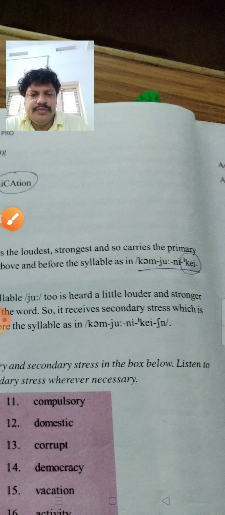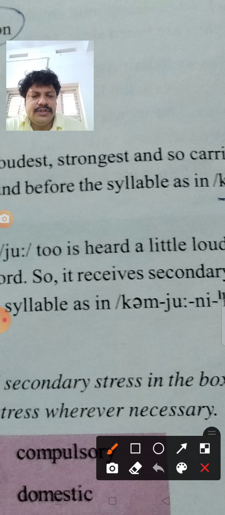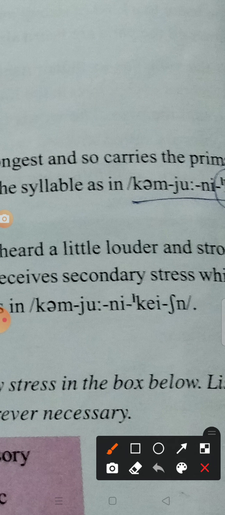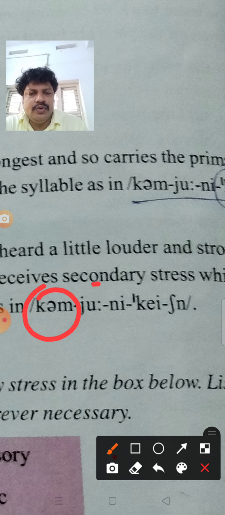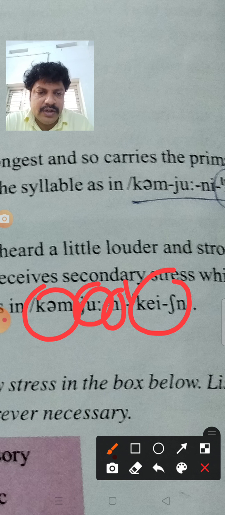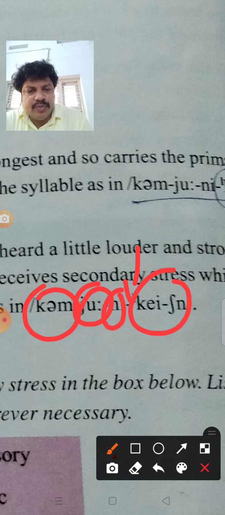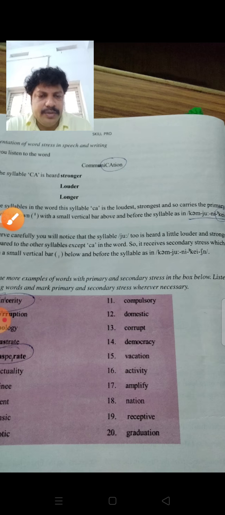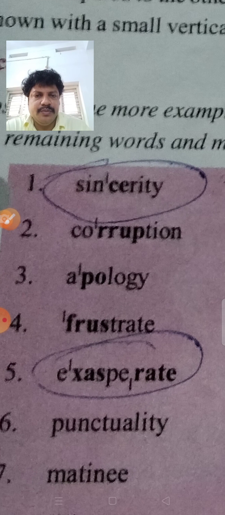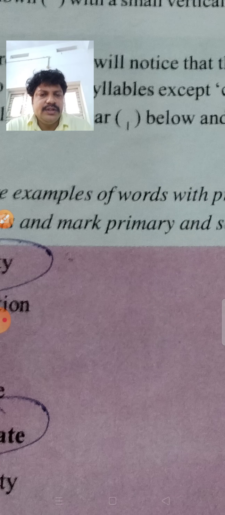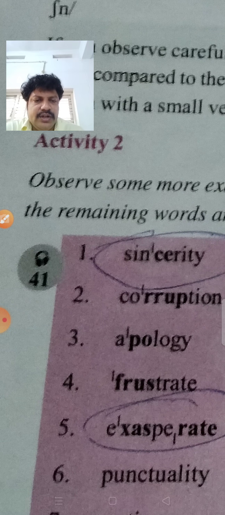So observe this. In "communication", on the "k" the stress is there, so on the "ka" sound we use a large vertical bar. The "u" gets a small vertical bar because we use a very small stress there. Communication is like that. For example, here are given "sincerity" and "corruption".